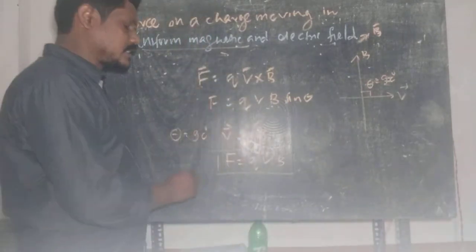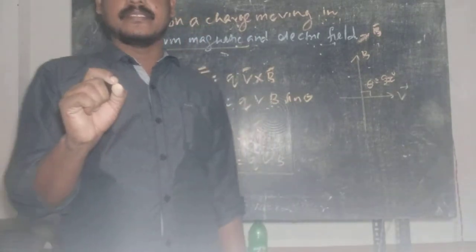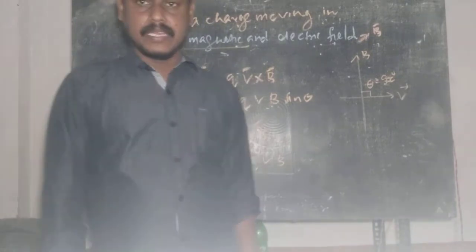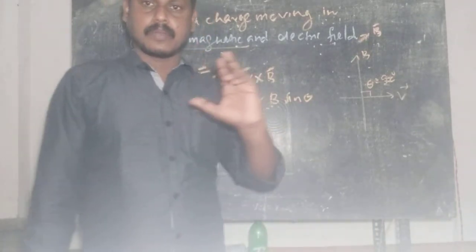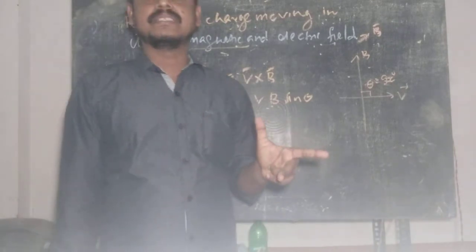Now, in such a situation, to find the force experienced by the electric charge in a magnetic field, when its velocity vector is perpendicular to the direction of the magnetic field, we apply Fleming's left hand rule.